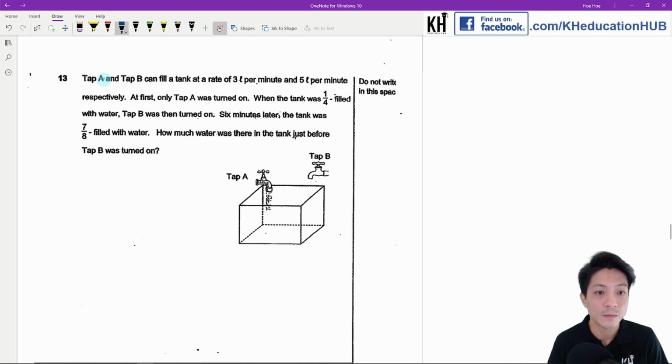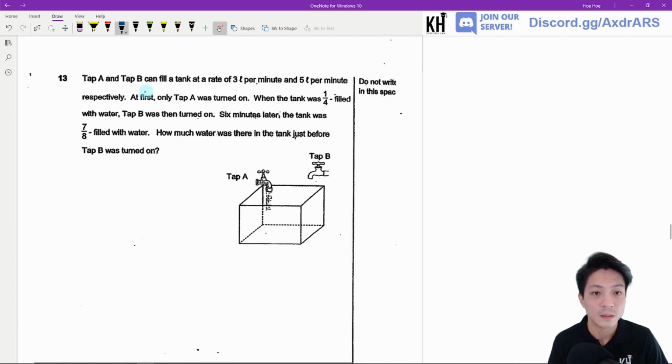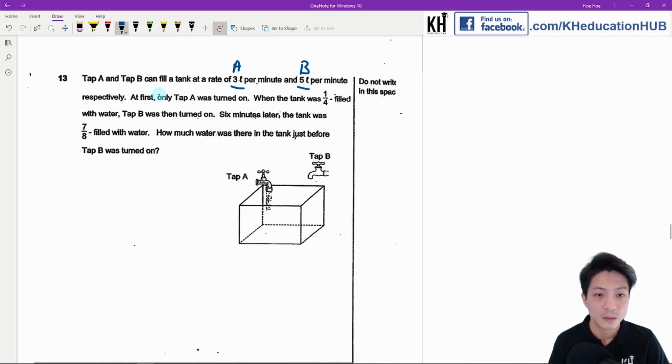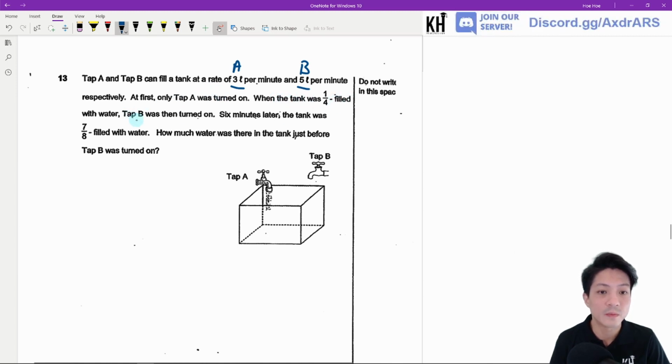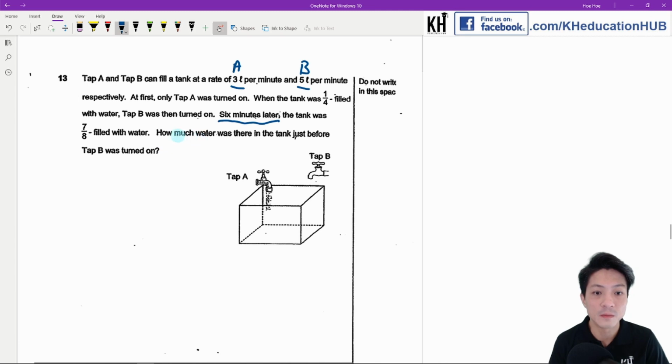Okay, question 13. Tap A and B can fill the tank at the rate of 3 liters per minute and 5 liters per minute respectively. So this is A and this is B. Okay, at first only tap A was turned on when the tank was a quarter filled with water. Tap B was turned on 6 minutes later. The tank was 7/8 filled with water. Okay, so how much water was there in the tank just before tap B was turned on?